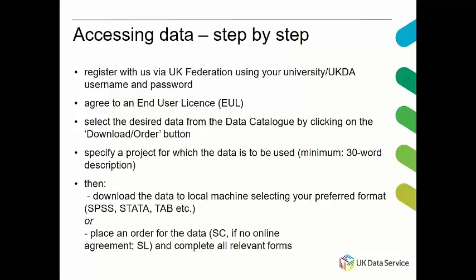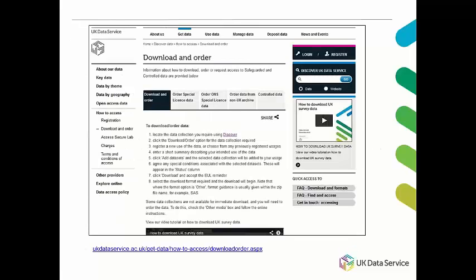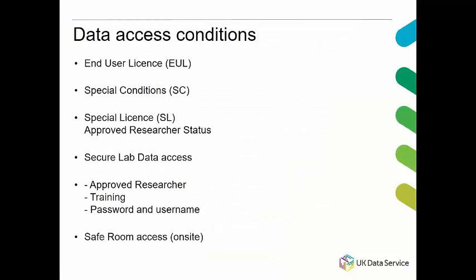Accessing step by step. I don't want to go into too much detail. There are webinars and video tutorials about how to do that. Basically, you register with us, you agree to an end user license, you select the data, specify the project, give 30 words, I think, for the description of the project, then download the data or place an order if it is special license data or secure lab data, and then you need to undergo different processes. The whole application process is described on our website here under Get Data, how to access, and on the left-hand side, download and order. And you can also see access to Secure Lab is slightly different. You would need to click on something else.